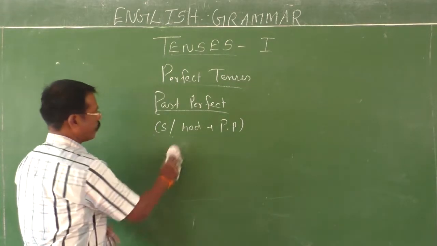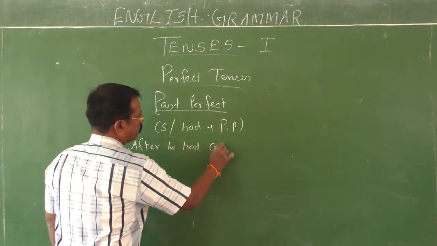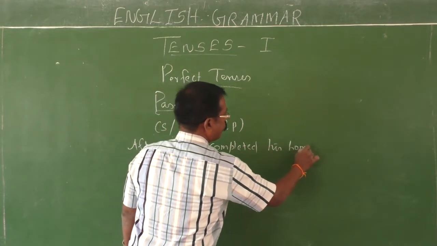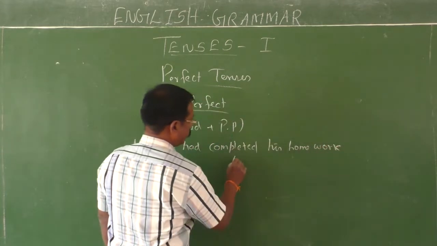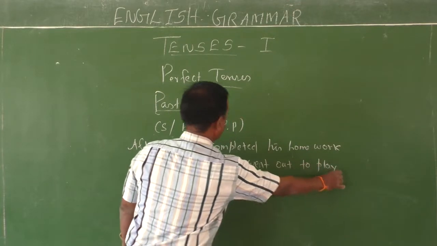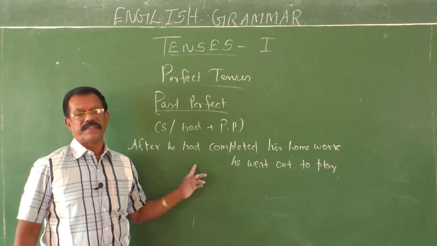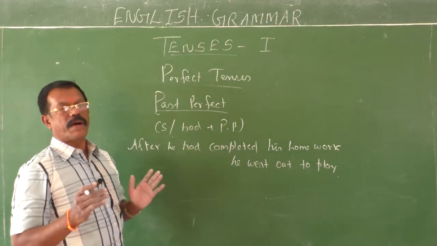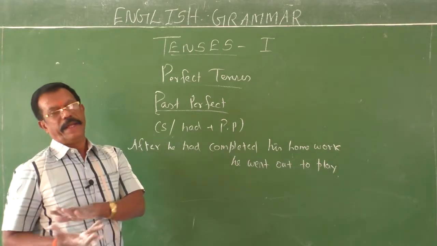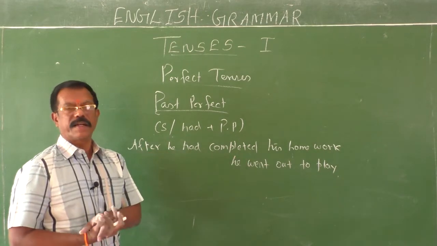For example, after he had completed his homework, he went out to play. See this example. After he had completed his homework, he went out to play. Past perfect tense. See, here you refer to two past actions. One is completion of the homework. Another one is going out to play. Which one completed first? Completion of the homework was completed first.